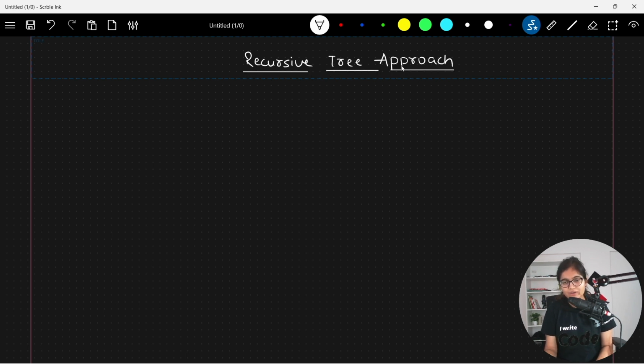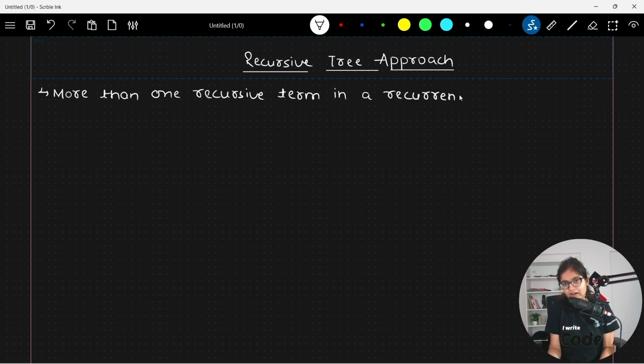Okay. Now, whenever we are talking about the recursive tree approach, it is beneficial only when you have more than one recursive term in a recurrence relation, right? If you have more than one recursive term in a recurrence relation. Now, how is this happening? Let's try to understand this part.